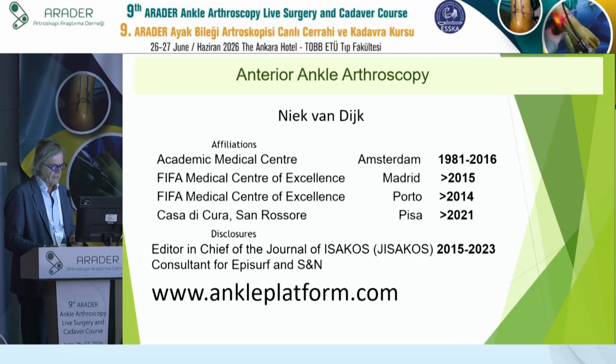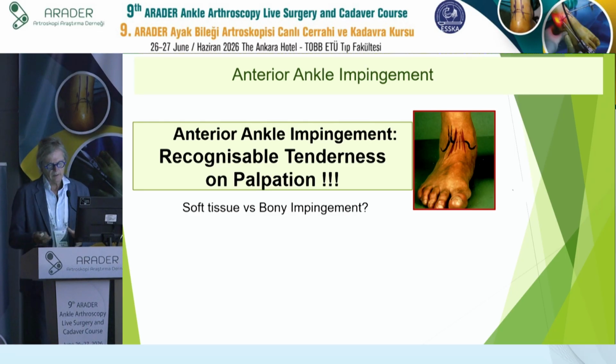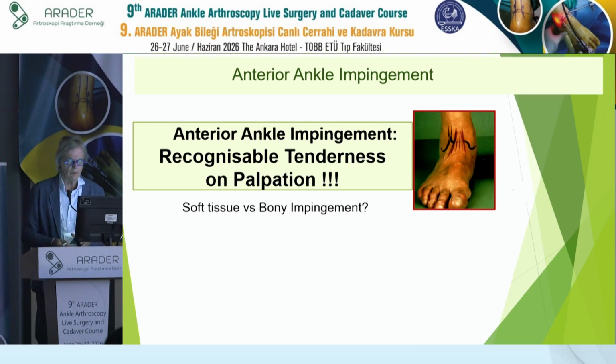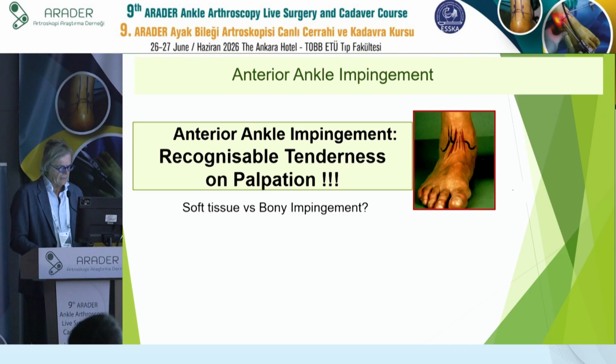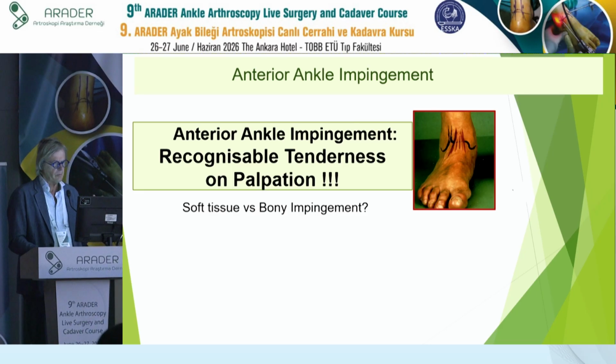I will give some tips and tricks for the anterior ankle arthroscopy, but I will start with, because I already dealt with the osteochondral defect, now the anterior ankle impingement. For me, the definition, when does a patient have anterior ankle impingement? It's recognizable tenderness on palpation on the joint line. So I don't do a dorsiflexion test. Just if the patient has pain on palpation on that area, on the medial side or on the lateral side, my diagnosis is anterior impingement.